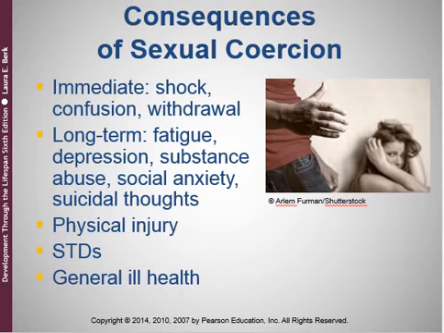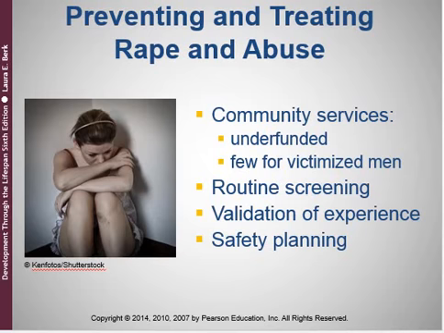Consequences. Obviously, it's a trauma, and people experience post-traumatic stress. Prevention. We need community services. We need services for victimized men who are completely ignored. And we need to validate the experience, meaning if it happens, we need not to dismiss it. People need a chance to talk about it and get some help for it. And safety planning. People should always think through how to keep themselves out of unsafe situations.